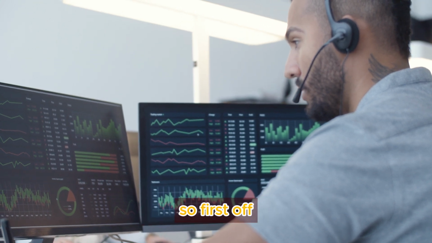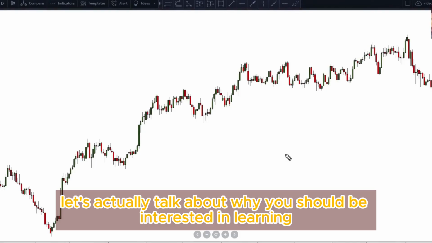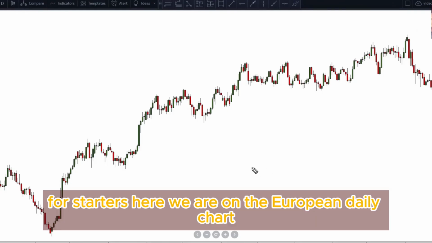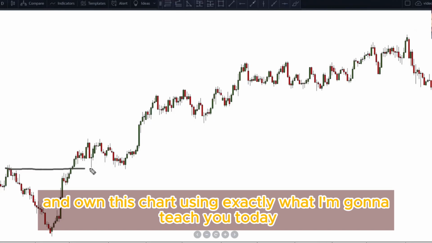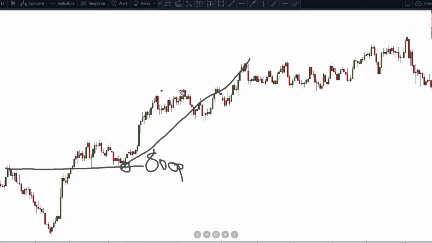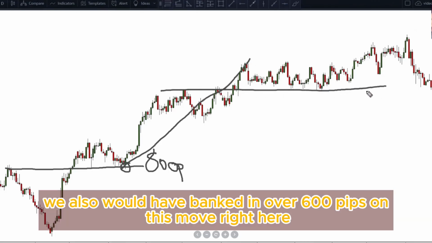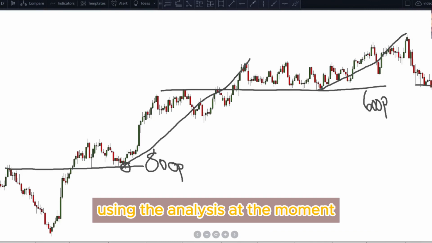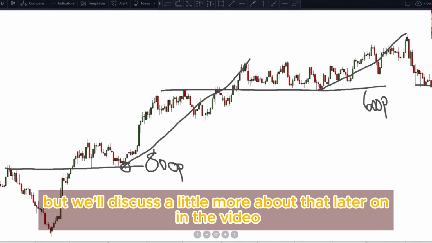Welcome back, guys. First off, let's talk about why you should be interested in learning how to identify these powerful and important levels of structure. Here we are on the Euro-Yen daily chart, and using exactly what I'm going to teach you today, you would have banked over 800 pips on this move right here. We also would have banked over 600 pips on this move using this analysis. And we're coming up on a possible short trade using this analysis at the moment, but we'll discuss more about that later in the video.